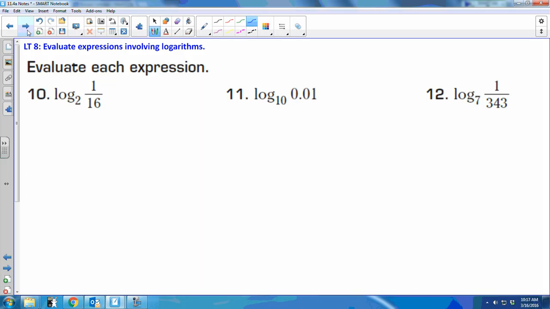All right? So what we're going to do is set every single one of these equal to x, and we're going to rewrite them all as exponential functions and use the ideas from learning target 3 to figure them out. So if I was going to rewrite this first one, I would start at 2. I have 2 to the x power equals 1/16. And using the ideas from learning target 3, I can rewrite 1/16 as 2 to some power.